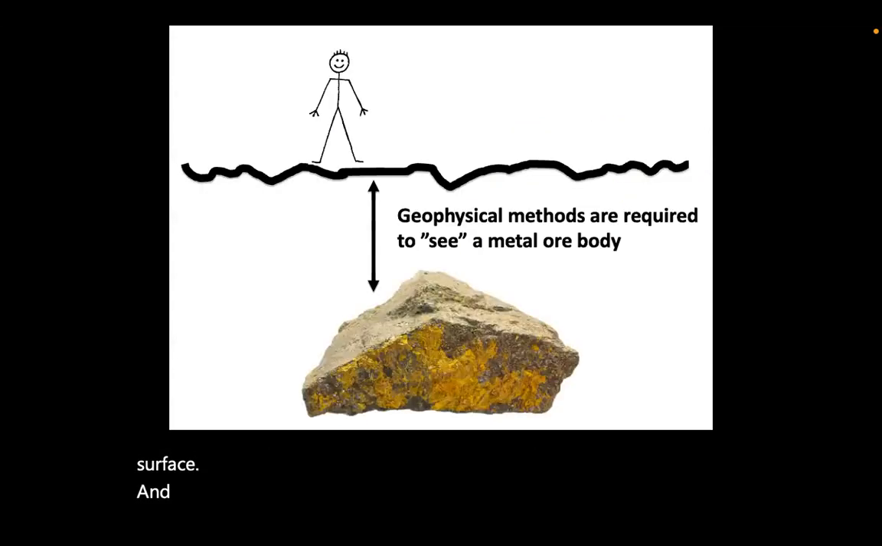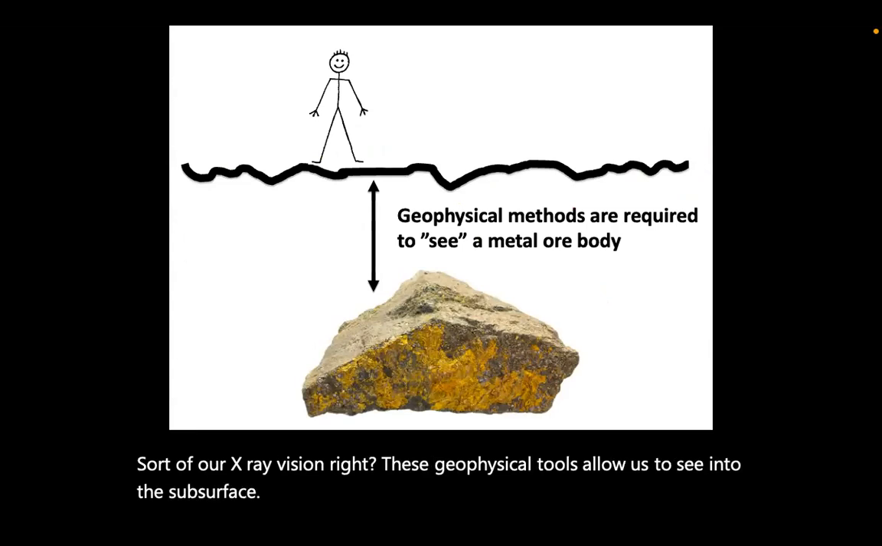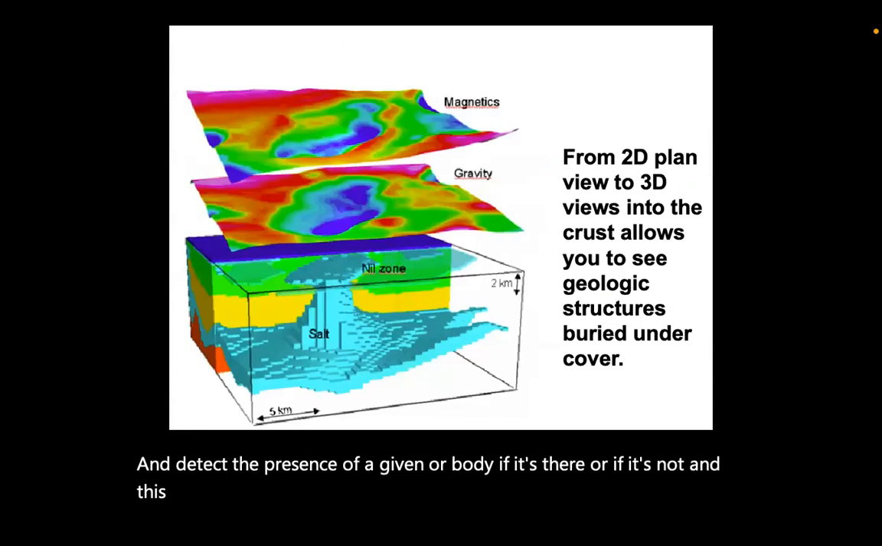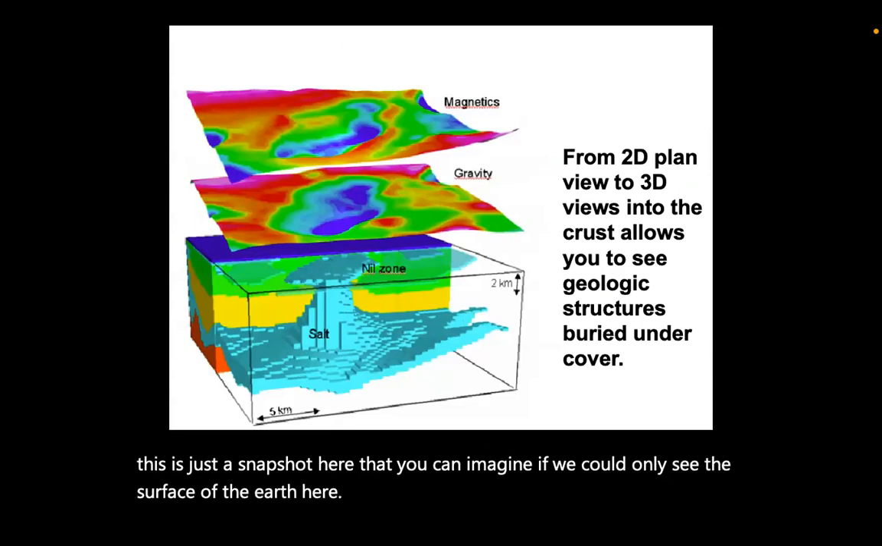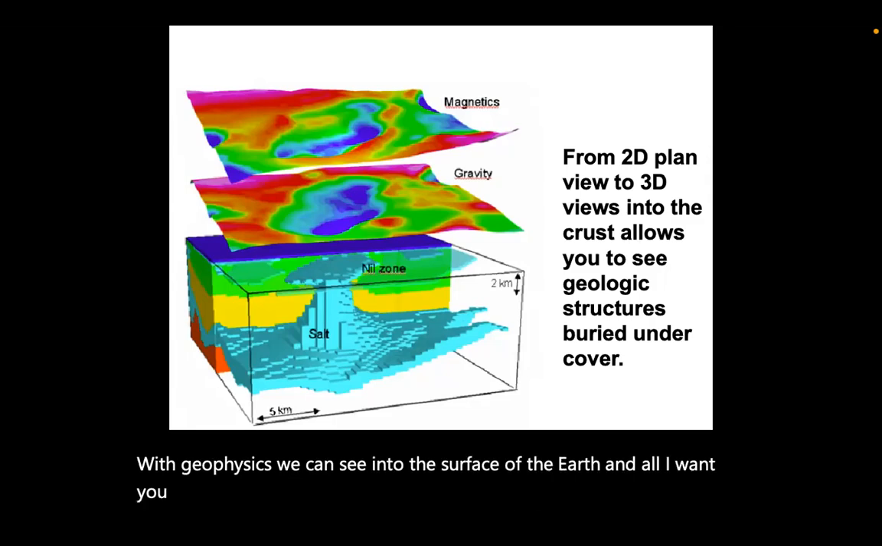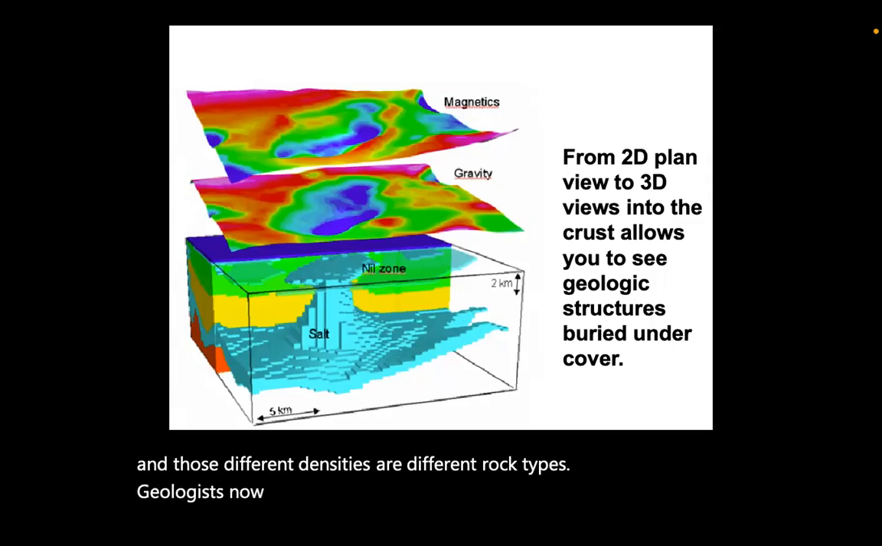And the way that we find them is by using a variety of geophysical tools, sort of our X-ray vision, right? These geophysical tools allow us to see into the subsurface and detect the presence of a given ore body, if it's there or if it's not. And this is just a snapshot here. Imagine if we could only see the surface of the Earth. With geophysics, we can see into the Earth. All I want you to take away here is that these colors represent different densities, and those different densities are different rock types.